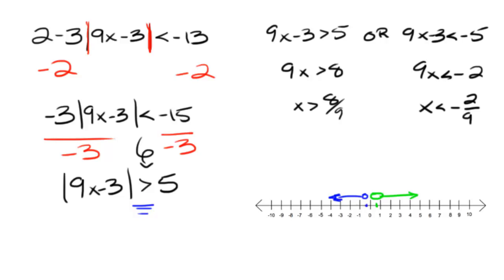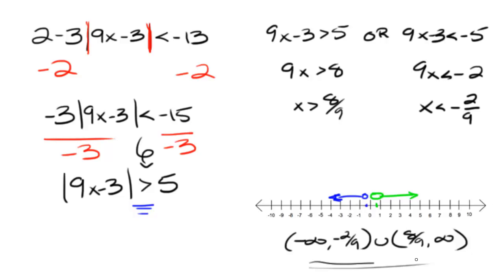All right, and then for the interval notation of these two disjoint sets, I would get negative infinity to negative 2 ninths, not including 2 ninths, and then 8 ninths to infinity. And that is the solution set to this absolute value inequality.